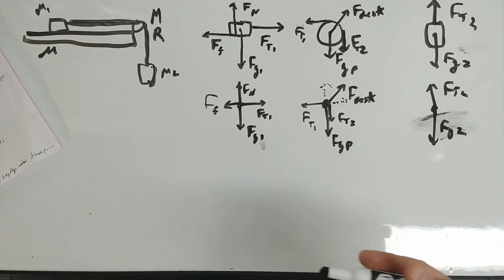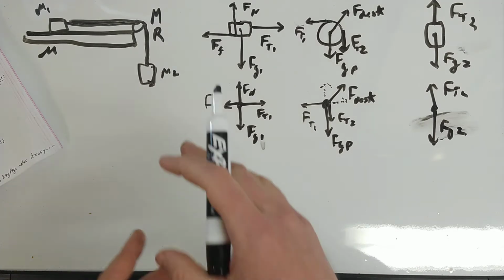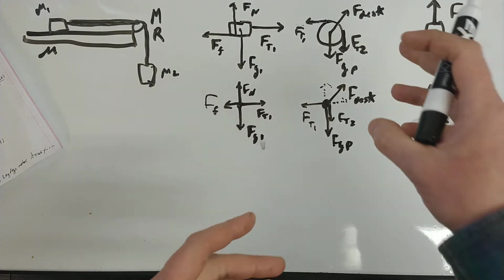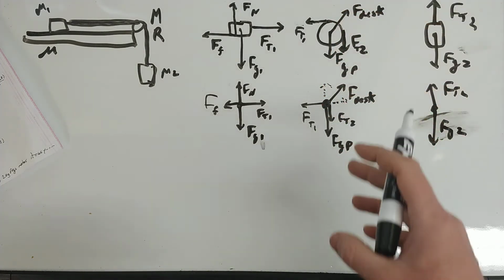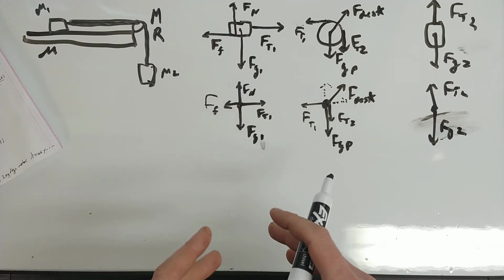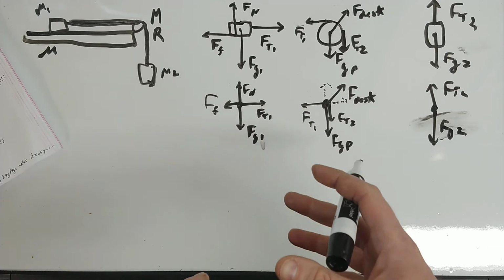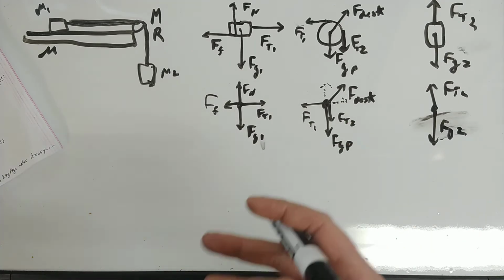All right, now, yes, you could make X and Y. For the pulley, you could do torque and X and Y. We're only going to do the ones that we need. All right, so I only need the ones which show the acceleration.